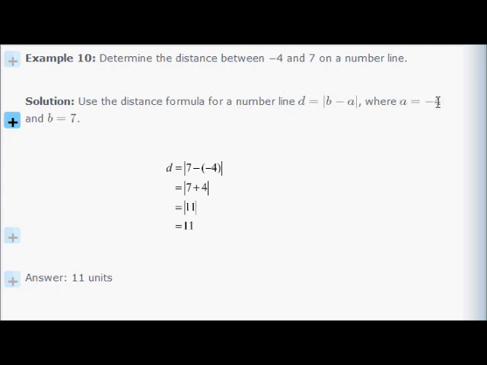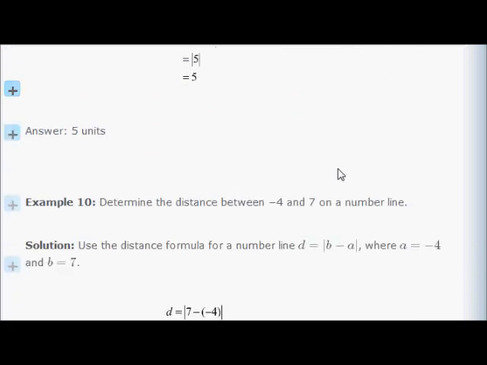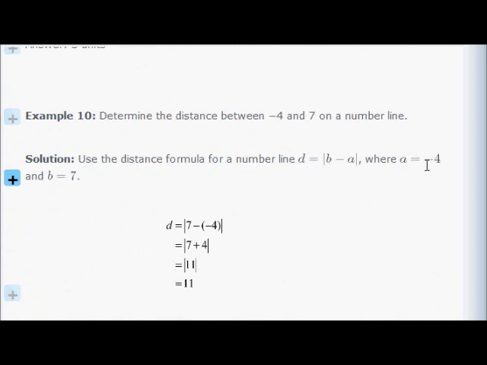what's the distance between negative 4 and positive 7? Well, you use this formula again. D equals absolute value of B minus A. And here we're just going to say A equals negative 4 and B equals positive 7. Okay, which makes sense based on this graph, because here we've got a positive number, it's going to be more to the right, and we've got a negative number, it's going to be more to the left, okay? And that's true here. B is a positive number, more to the right. A is a negative number, more to the left.